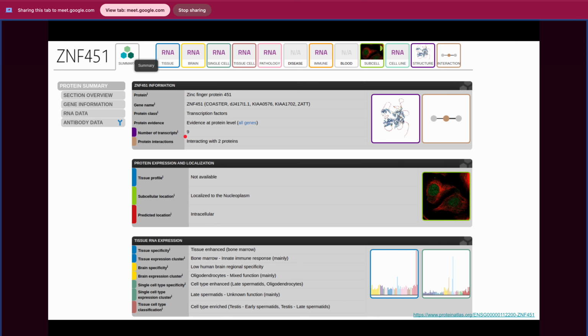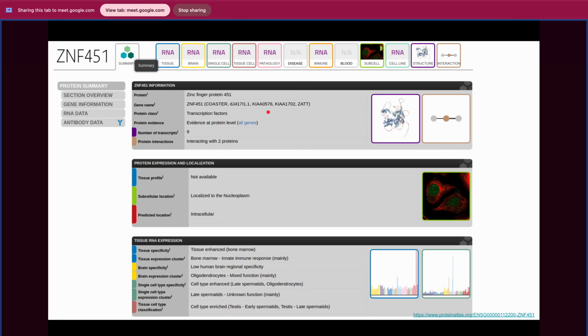It will also tell you the number of transcripts. As we discussed, one gene can give rise to multiple transcripts, so that information can also be explored. Protein interactions, you can also identify its interacting proteins. Tissue profile is not available. Subcellular location, it is localized to the nucleoplasm. So if you want to identify subcellular location, you can simply go to summary and you will find all this information. And then it is also telling you about the tissue specificity, tissue expression cluster, brain specificity. So to get all the information on one page, you can simply go to summary.